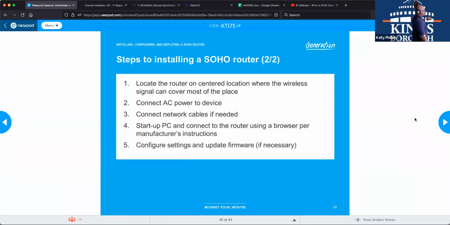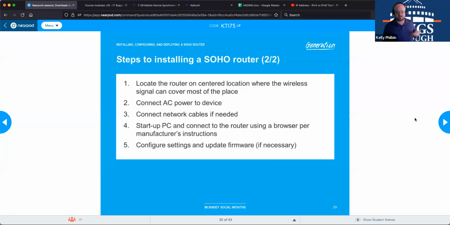All right, quick steps for installing a SOHO router. I know it seems kind of funny, but this is what we do. Locate the router in a centrally located spot in the office or home. Connect it to an AC power device. Connect your network cables if needed, although we know mostly today people tend to operate off of wireless. Some people still use wired technologies, just because the signals are a little more robust. Start up your PC and connect to the router using a browser per the manufacturer's instructions.